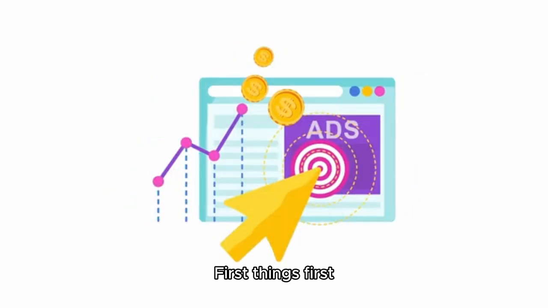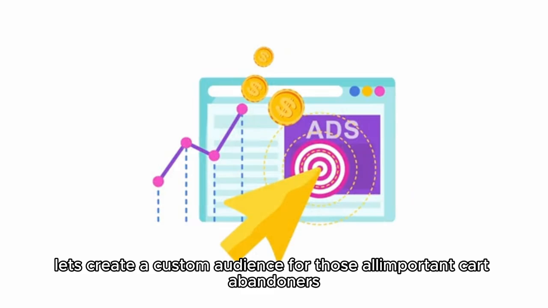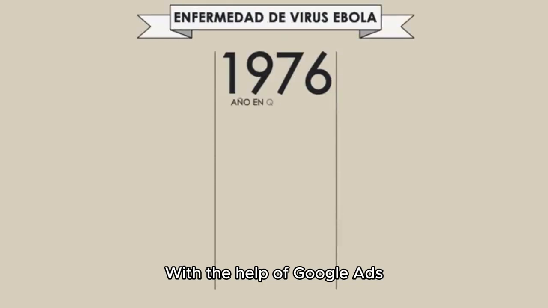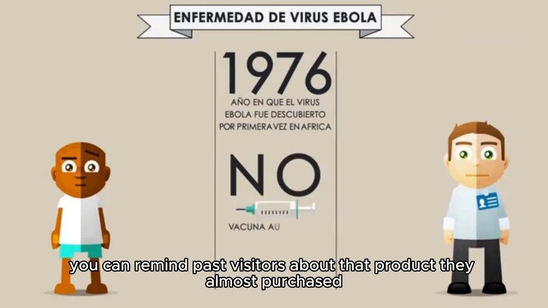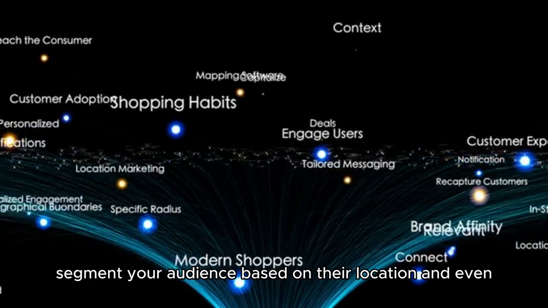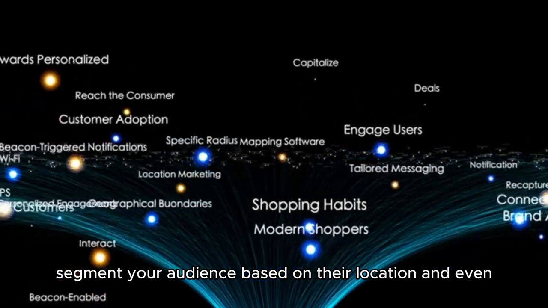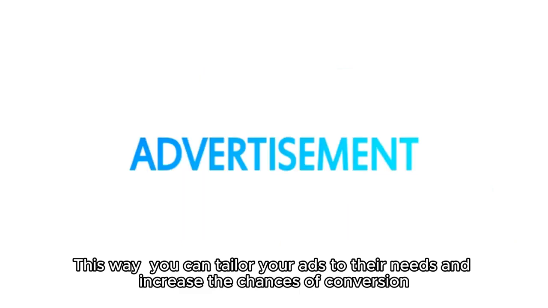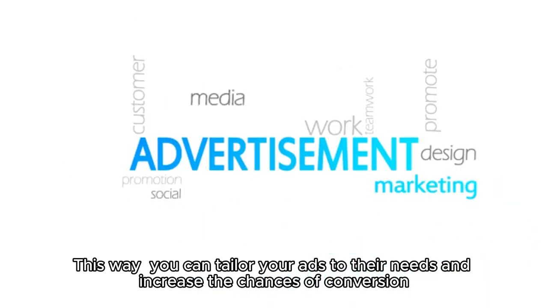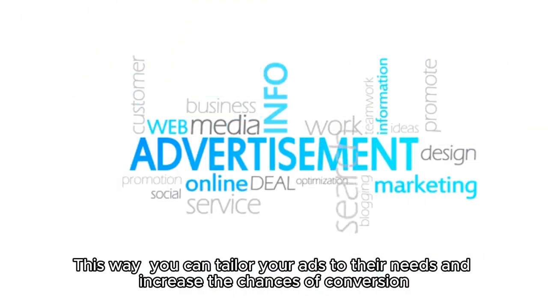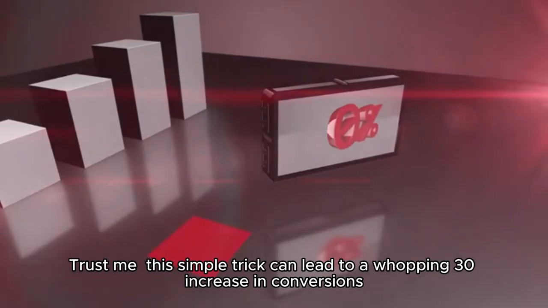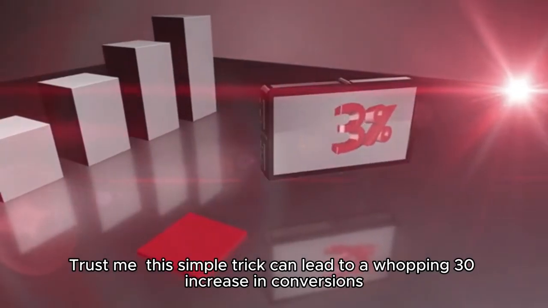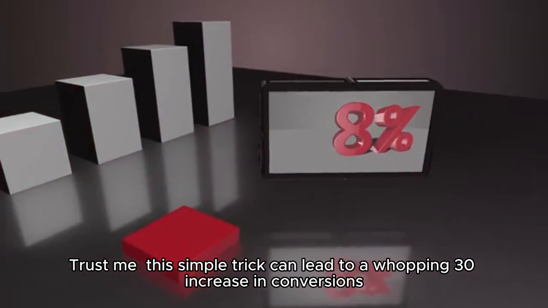First things first, let's create a custom audience for those all-important cart abandoners. With the help of Google Ads, you can remind past visitors about that product they almost purchased. But here's a pro tip: segment your audience based on their location and even specific products they viewed. This way, you can tailor your ads to their needs and increase the chances of conversion. Trust me, this simple trick can lead to a whopping 30% increase in conversions.